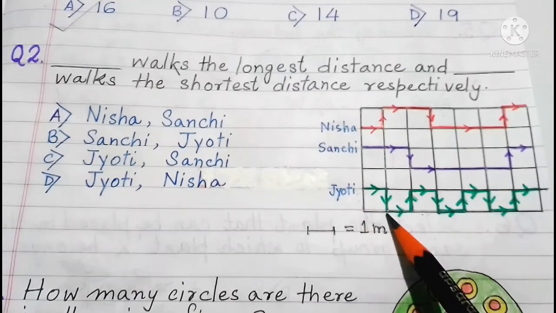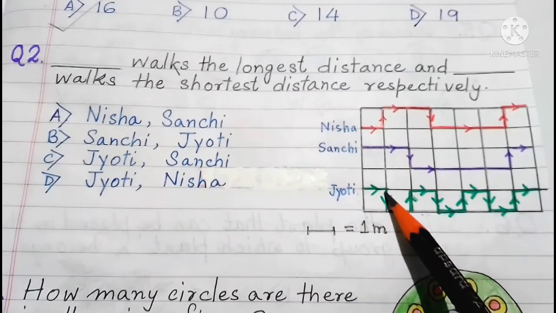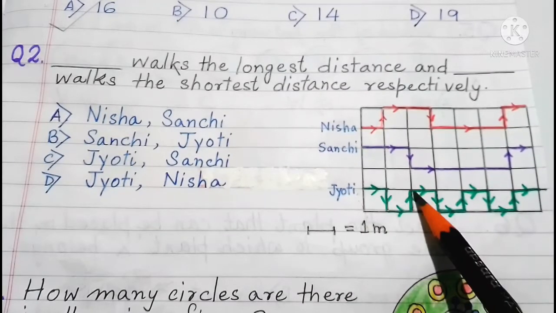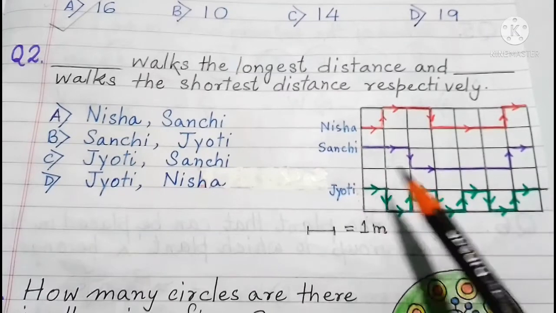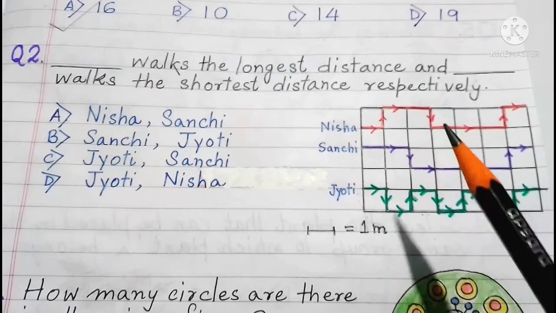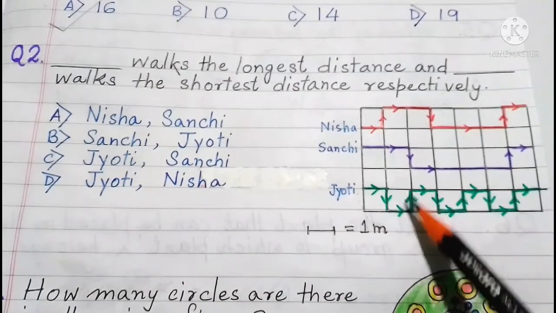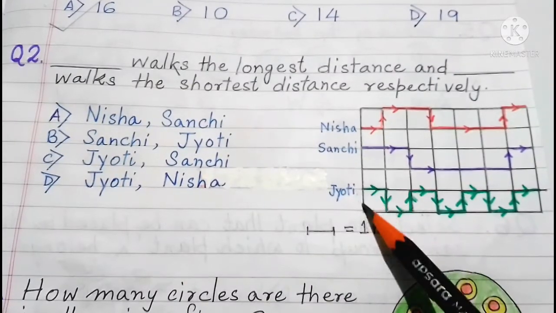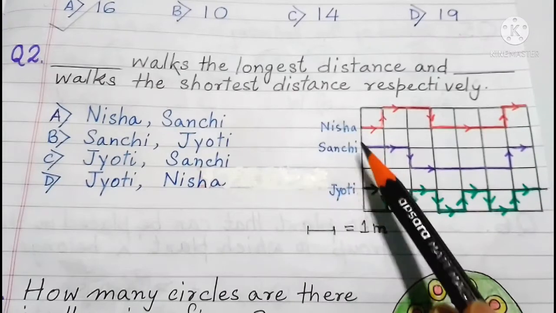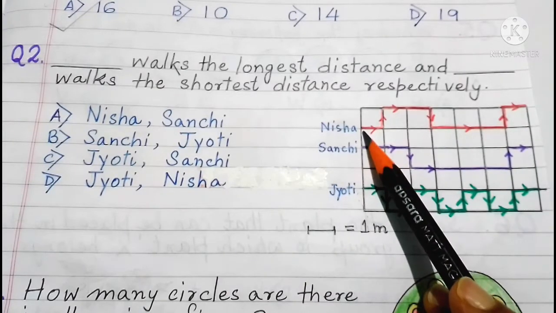So here to here it is 1 meter, here to here it is 1 meter, here to here it is 1 meter. Everywhere the sides of the squares will remain the same in measurement. So 1 meter per length of this side of the square. Okay, now coming to Nisha. Let's count the amount of Nisha's distance.